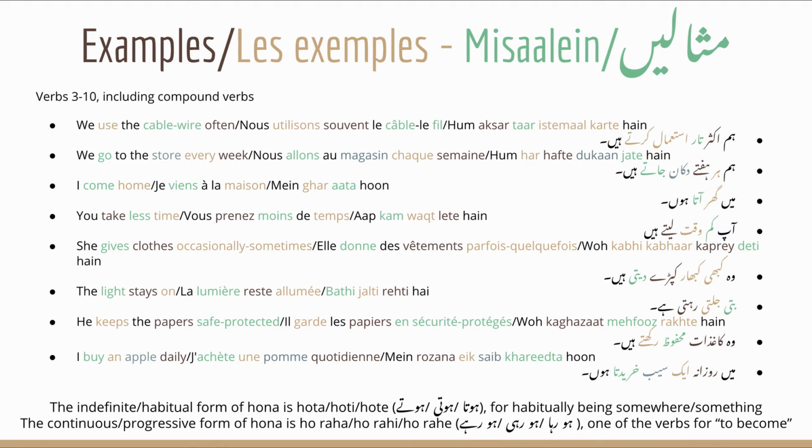Examples of verbs 3 to 10, including compound verbs. We use the cable/wire often. हम अक्सर तार इस्तेमाल करते हैं. We go to the store every week. हम हर हफ्ते दुकान जाते हैं. I come home. मैं घर आता हूँ. You take less time. आप कम वक्त लेते हैं. She gives clothes occasionally. वो कभी कभार कपड़े देती हैं.